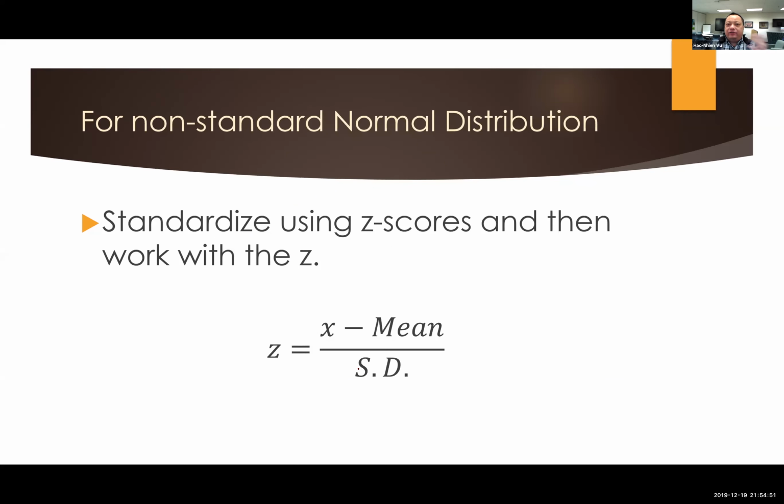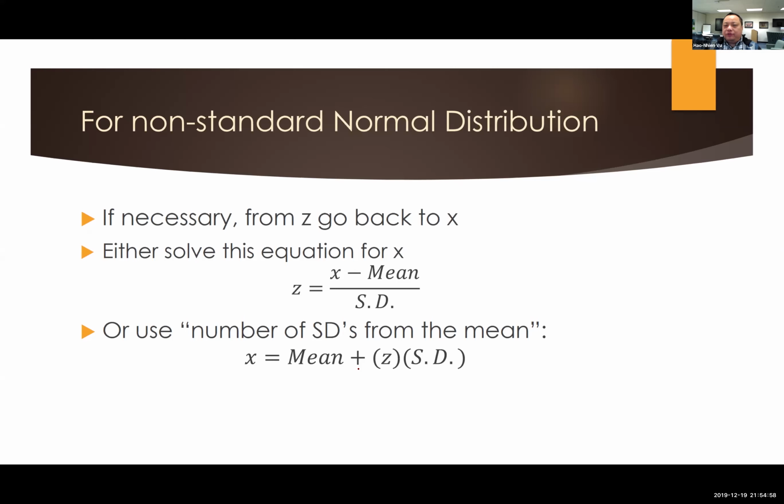If you're given an x and you need the z, you standardize by using the z formula. And if in some problem you solve for z and then you need to get back to x, for example, you figure out z and you want to know what the IQ score is, then you go backward, either by solving this equation for x because you have a numerical value for z, you solve for x algebraically, or you use the other formula, the formula that says z is the number of standard deviations from the mean. Then you take mean plus how many standard deviations from it, and you get x.